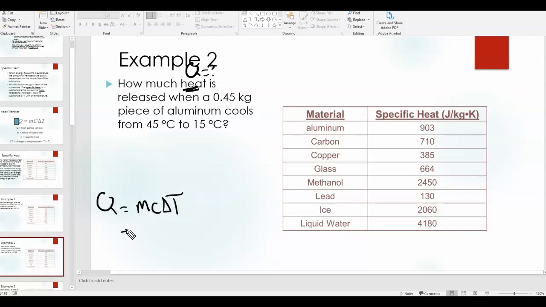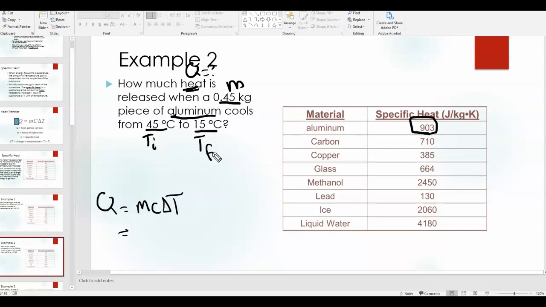Remember that anytime you write delta T, change in, that's always final minus initial. And so we're going to have two different temperatures in this problem. So we have the mass. Because it's aluminum, I'm going to go over to my chart and find the specific heat value for aluminum, that's 903. And then delta T, I have two temperatures. The initial temperature is going to be 45 degrees Celsius, and the final temperature is going to be 15 degrees Celsius.